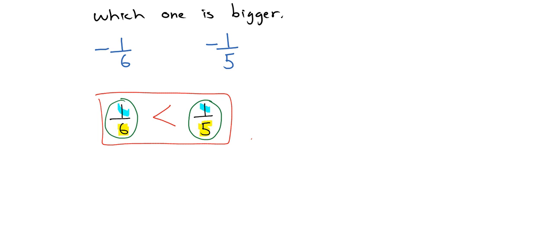Now, I highlight this in green. If you know that is true, then we can say that the opposite would be true. So negative 1 over 6 is greater than negative 1 over 5. Okay, so that's the kind of question that you should expect to see on Tuesday's chapter test.